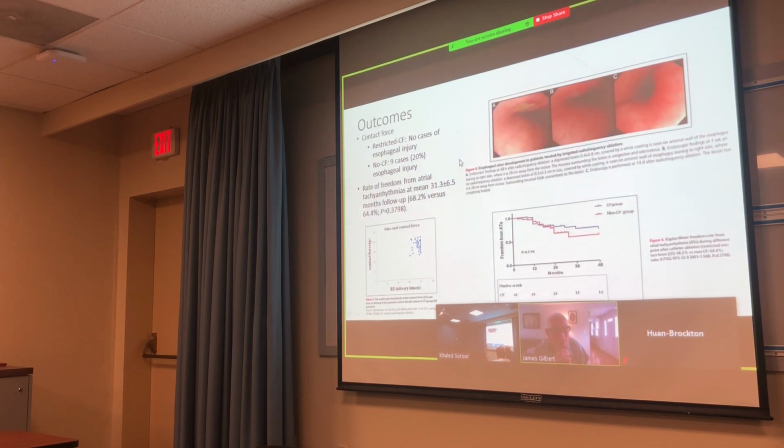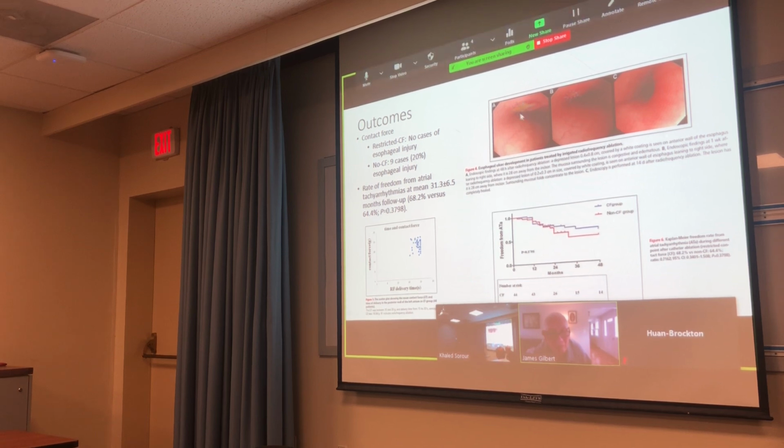So the outcomes that they had here were with restricted catheter force, they had no cases of esophageal injury, and in the non-restricted group, they had 9 cases of esophageal injury. They did not actually perform statistics on this, but I went back and did it, and their chi-square is less than 0.01, so this is a pretty significant difference. None of these were atrioesophageal fistulas. They were just ulcers or minor injuries, kind of like that shown up here on the right.